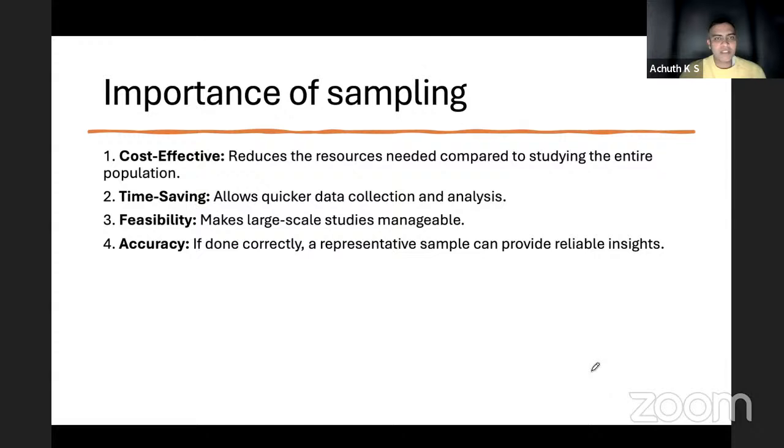Getting the test done for 1 lakh people is very difficult. So you do it on a smaller group of people. Time saving. Feasibility. Easy to manage data and easy to manage the workforce, manpower, money, material, etc. Okay. Accuracy. If the test or the sampling is done correctly, you can have very good representative insights or results.